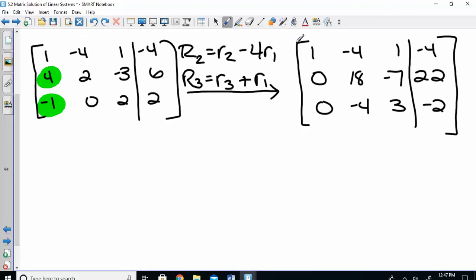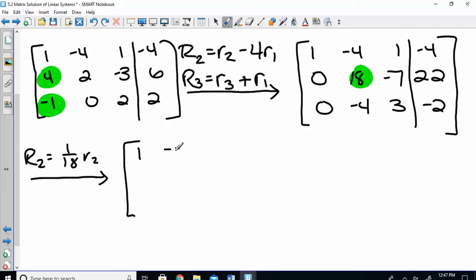Alright. Made a nice pretty one here for you. So we need a 1 in row 2, column 2. Okay, if you don't see any other options, you could always multiply by the reciprocal. So 0 times 1 over 18 is still 0. 18 times 1 over 18 is 1. And negative 7 over 18. 22 over 18 would be 11 over 9.